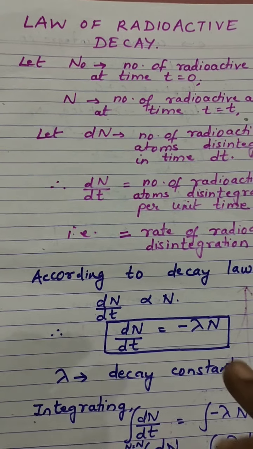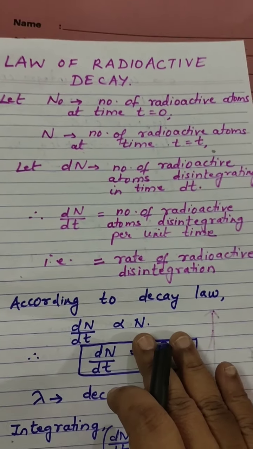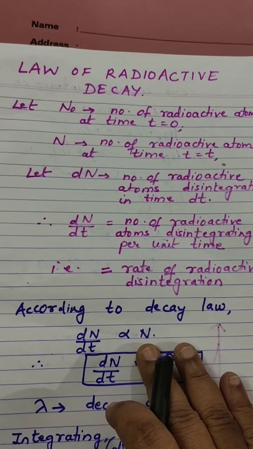Also, we have to see what every stepwise derivation means, because in the new textbooks it is given in a very short form, but here we shall discuss it step by step in detail. Let us see the stepwise derivation for the law of radioactive decay.